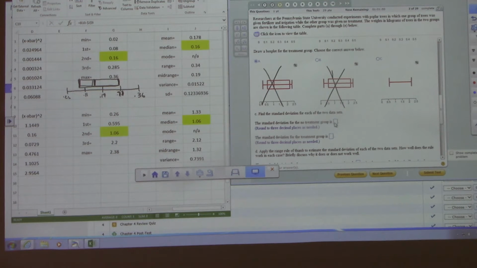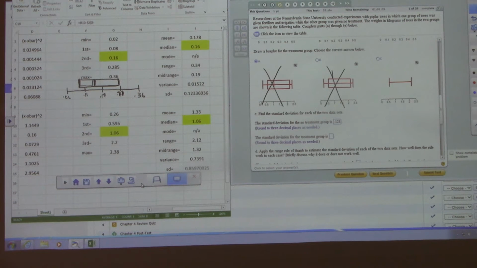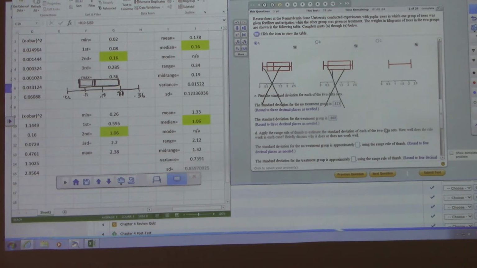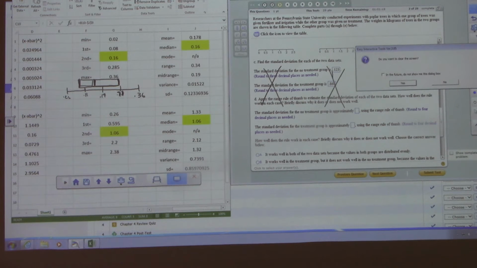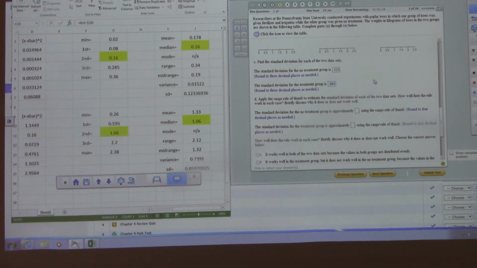The standard deviation for the no treatment group is 0.123. And for the treatment group it is 0.860. There better not be another one of these on the test. They take up so much time. Can I put something in?